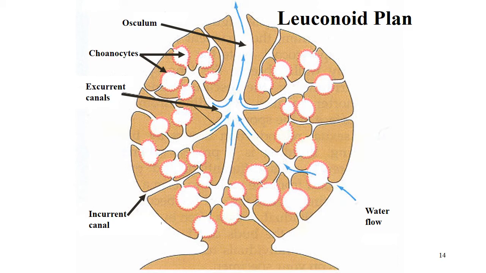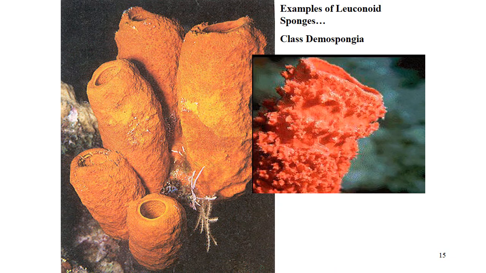The more complex structure has greater surface area. It in turn allows you a chance to recruit more food particles. You recruit more food particles, you can grow larger. So these are the Demospongia, or the larger sponges. And here's a good example of the Demospongia. You can see they're much larger.